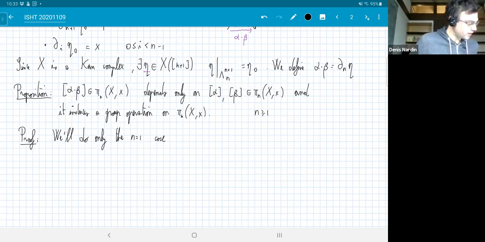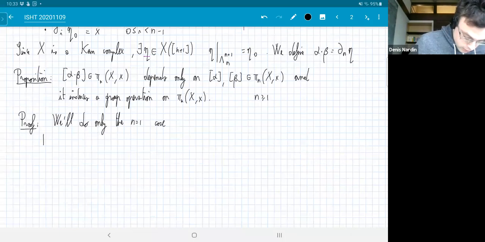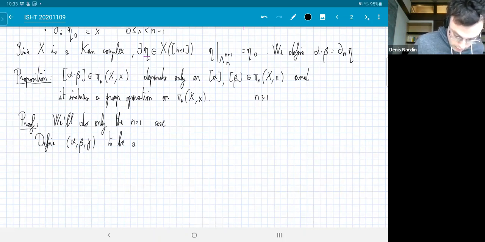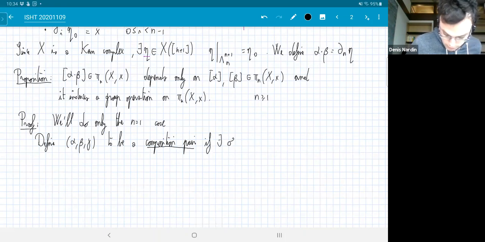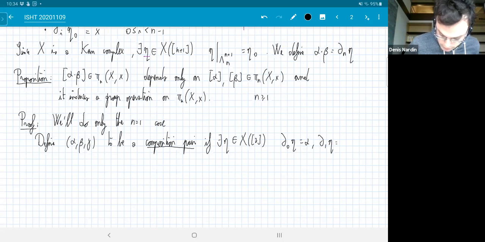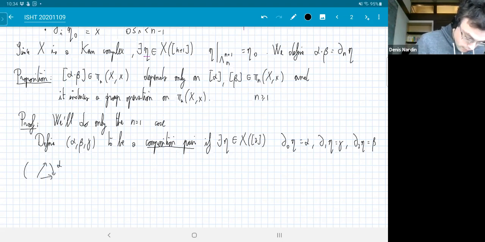Just to be clear, so let me do a remark. Define α, β, γ to be a composition pair if there's η, a two-simplex, with zeroth face α, first face γ, and second face β. So you should think of this picture.